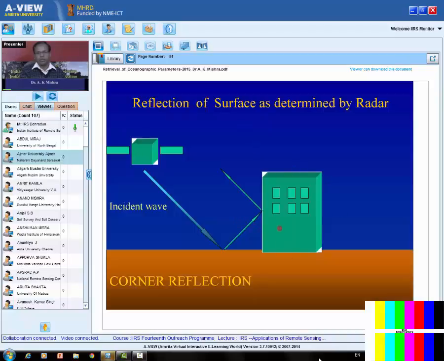Then if there is a building, you will get a corner reflection. These are the principles: if you are getting a corner reflection, which will be very bright in nature, those building points will be used as reference points for geometric correction, etc.